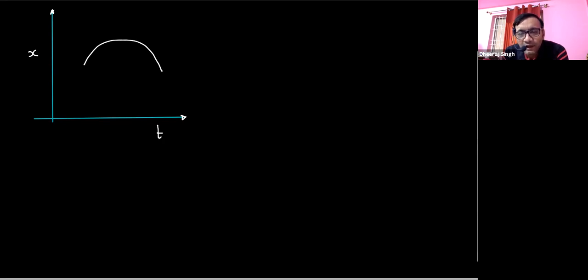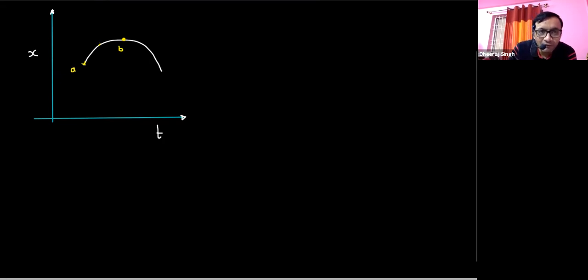Correct. So initially the velocity is positive. How do you know velocity is positive initially? Because x is increasing. It is going in the positive x direction. You can see when it is going from this point to that point, the value of x has increased. So we can say that the velocity is positive. Till where is it positive? From A to the topmost point, the peak of it, the velocity is positive.